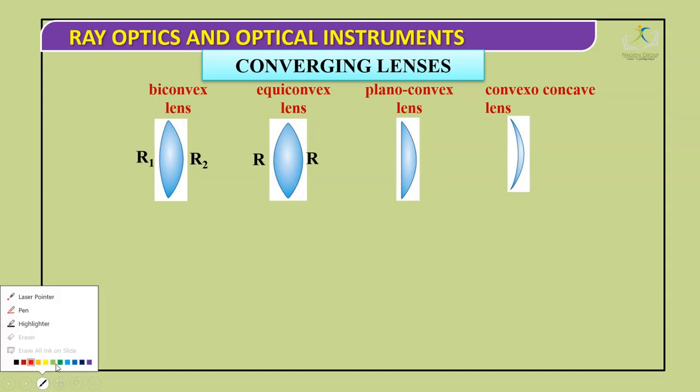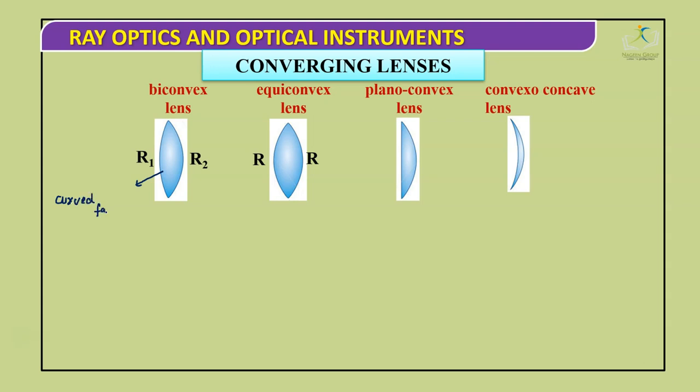Biconvex lens: they have two curved faces. Again, equiconvex lens: they also have two curved faces, equal faces. Equal means, as you can see, if I make an axis, they are geometrically equal in nature. But this one is not actually equal.